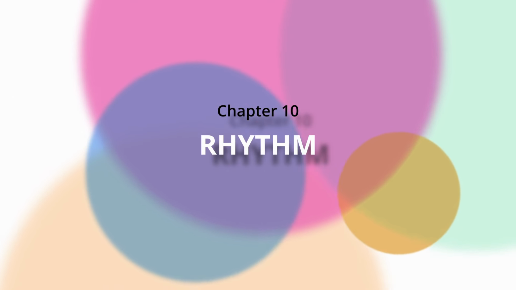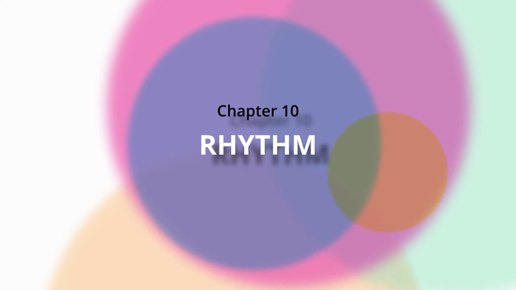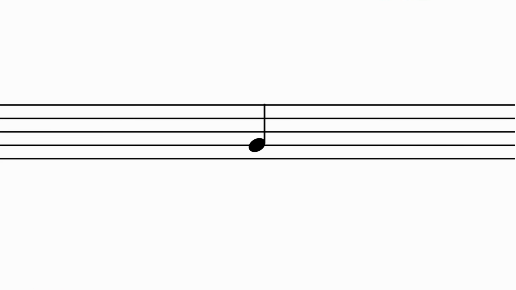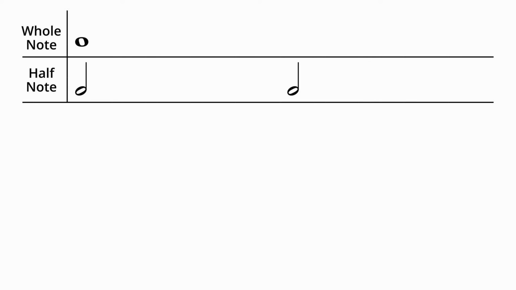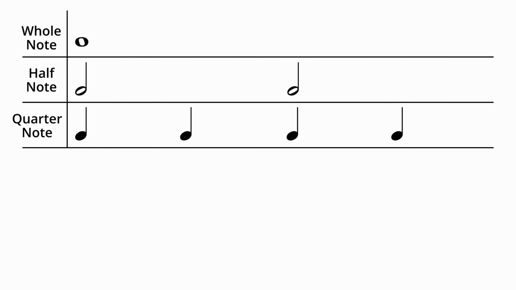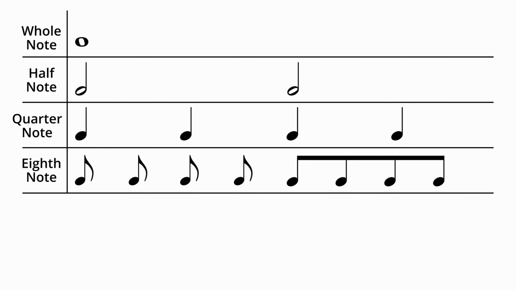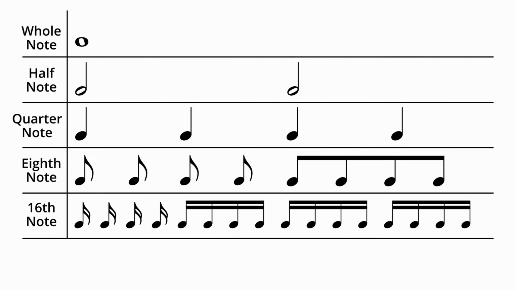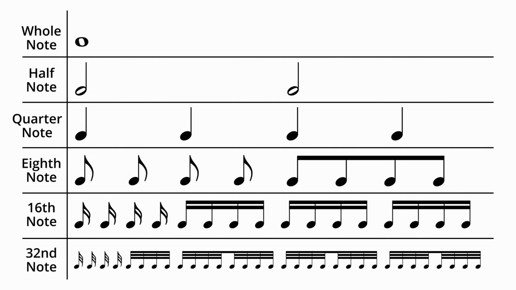Music takes place in the dimension of time, so we need to be able to define not only the pitch, but also the duration of each note. For this purpose, we use different note symbols that indicate their length. This is a whole note. It can be split into 2 half notes, 4 quarter notes, 8 eighth notes, 16 sixteenth notes, and so on.